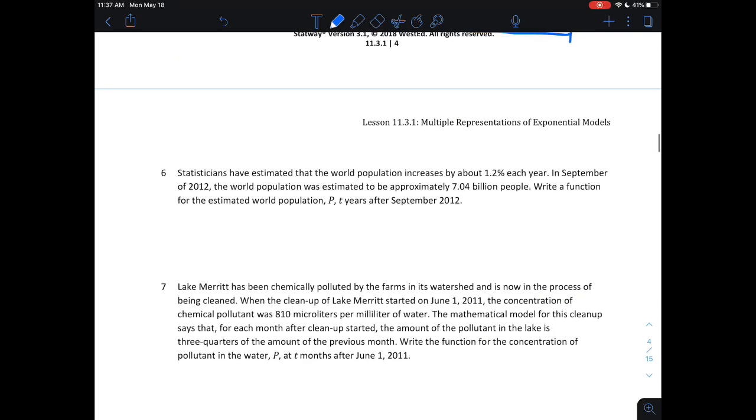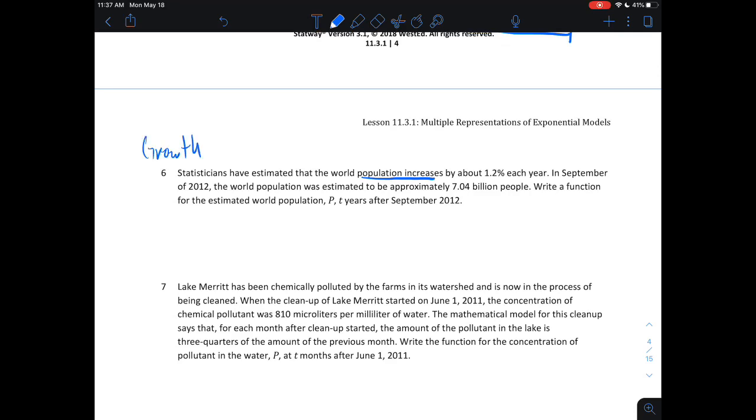So now let's look at number 6 on the next page. Statisticians have estimated that the world population increases by about 1.2% each year. In September of 2012, the world population was estimated to be approximately 7.04 billion people. Write a function for the estimated world population, P, t years after September 2012. So now we have population growth, so we'd be looking for a growth factor.